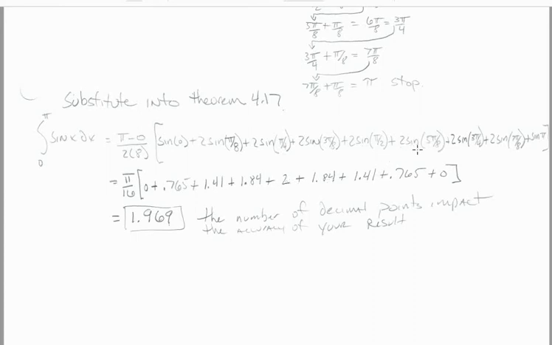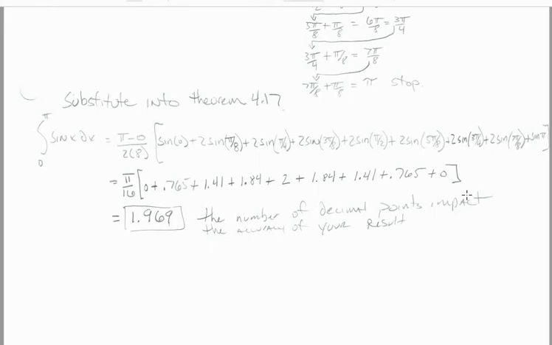We have 2 times sine of 5 pi over 8, which is 1.84. We have 2 times sine of 3 pi over 4, which is 1.41. We have 2 times sine of 7 pi over 8, which is 0.765, and we have sine of pi, which is 0. This one in particular, notice how it goes from 0, increases up to 2, and then decreases evenly down to 0. Not every single one of those is going to have this special of a pattern.